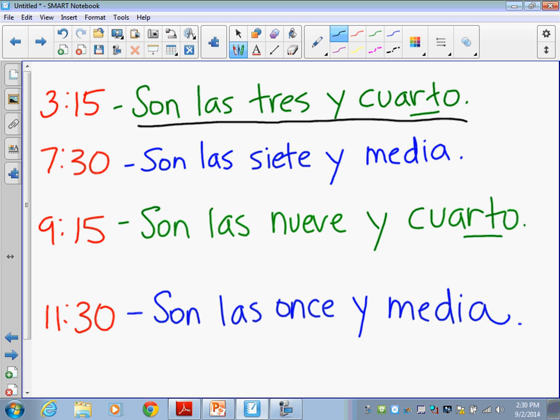You try these out. Press pause and start it when you're ready. All right, check it out. ¿Qué hora es? Son las 3:15. It is 3:15. It's a quarter after 3.